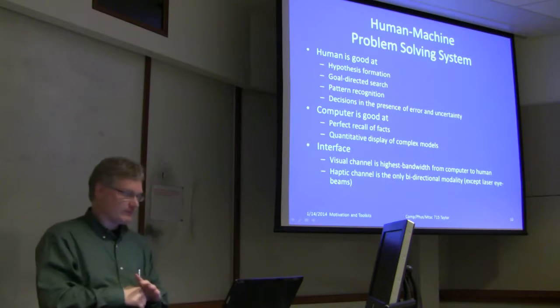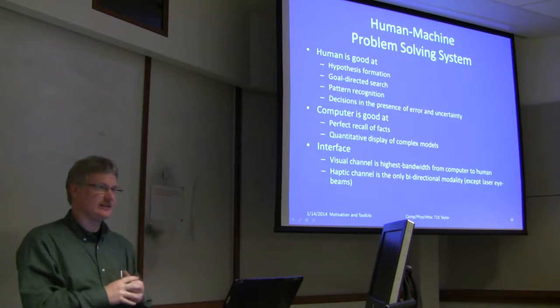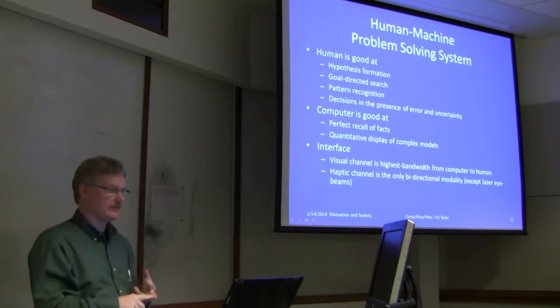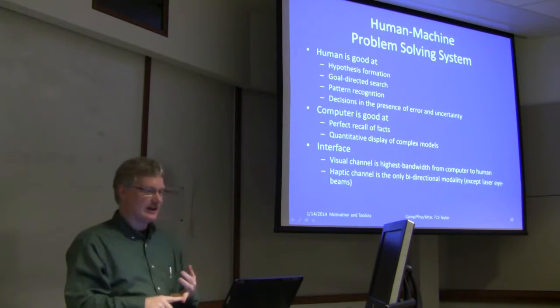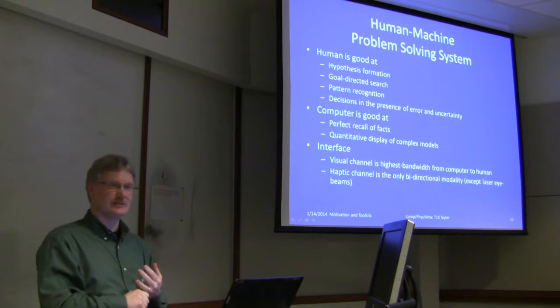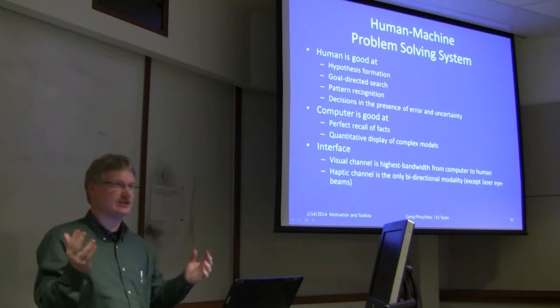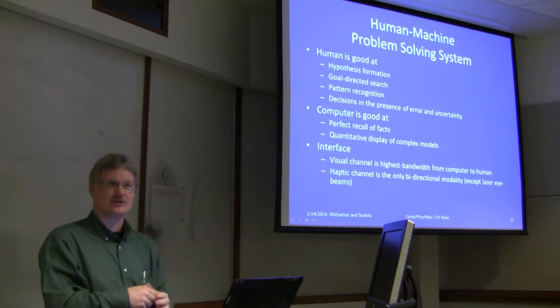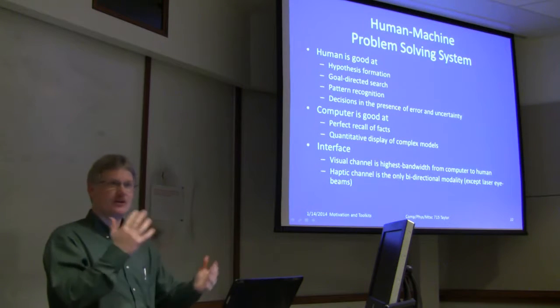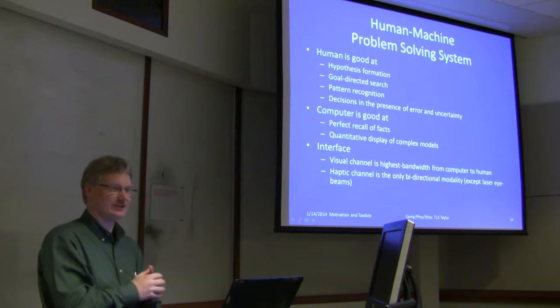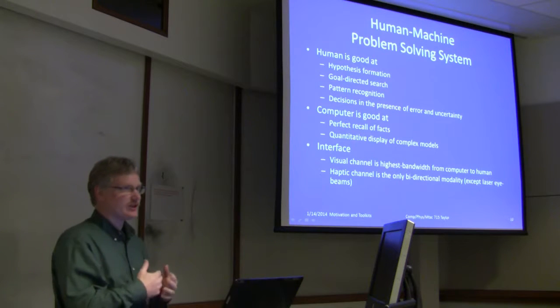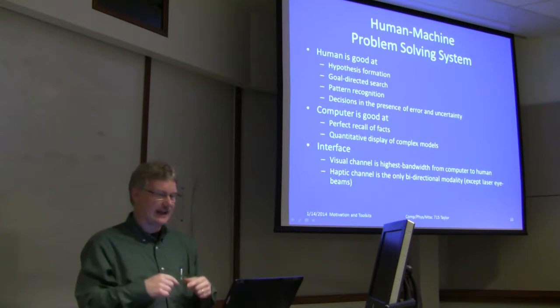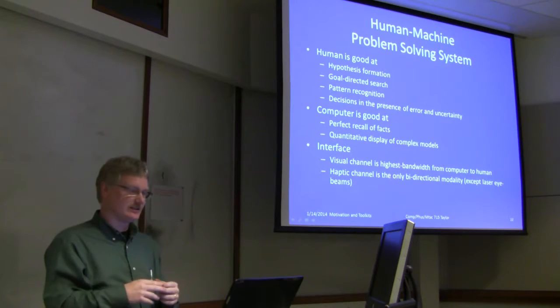So basically, the person is good at hypothesis, right? Goal-directed searches, pattern recognition, and decisions in the presence of error and uncertainty, right? We make those decisions all the time. Should I go to the bus now, or should I try to grab a Coke on the way, right? You don't know the answer to that question, but you're going to make a choice, and you're going to go with it. The computer is good at perfect recall of facts and quantitative display of complex models, right?